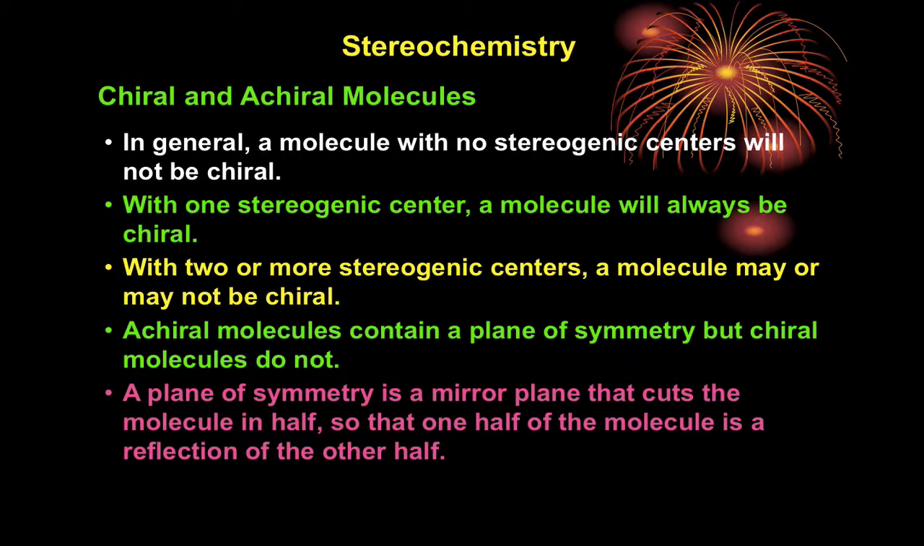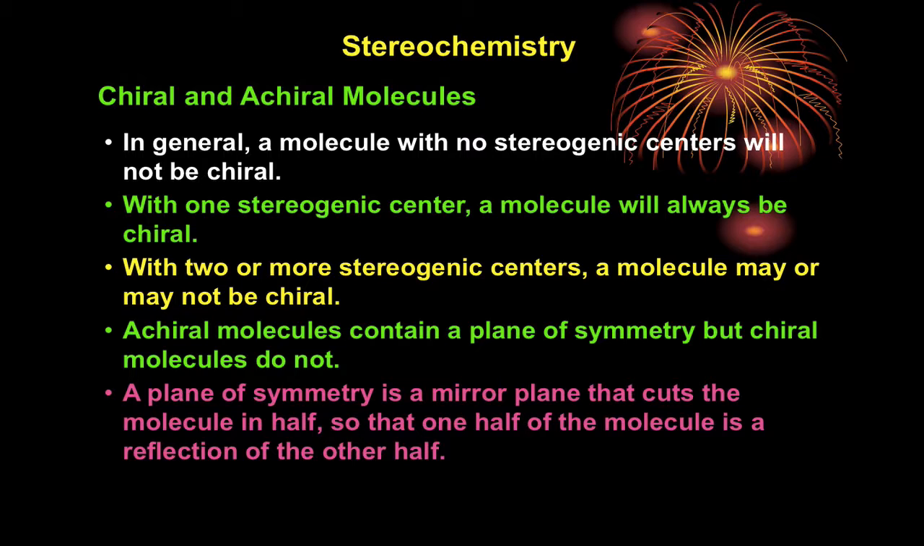If a molecule has 2 or more stereogenic centers, the molecule may or may not be chiral. It gets a little more complicated there, okay? And achiral molecules will contain some type of symmetry, like a plane of symmetry, whereas chiral molecules do not. If you have a mirror plane in your molecule, it can't be chiral, okay?